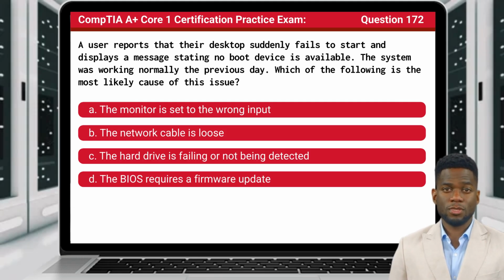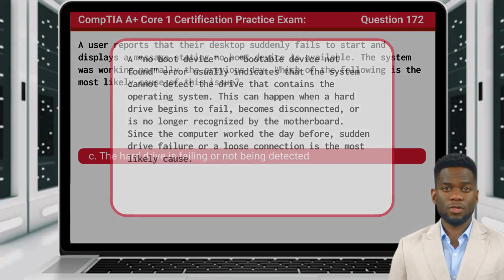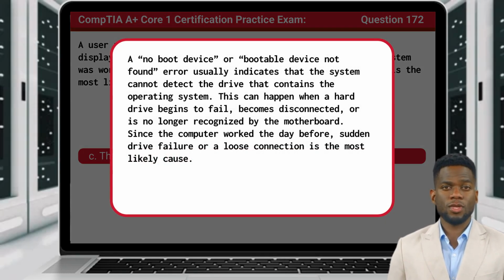The answer is C. The hard drive is failing or not being detected. A no boot device or bootable device not found error usually indicates that the system cannot detect the drive that contains the operating system. This can happen when a hard drive begins to fail, becomes disconnected, or is no longer recognized by the motherboard. Since the computer worked the day before, sudden drive failure or a loose connection is the most likely cause.